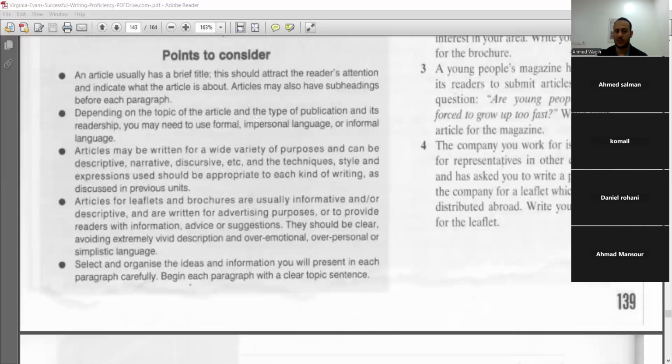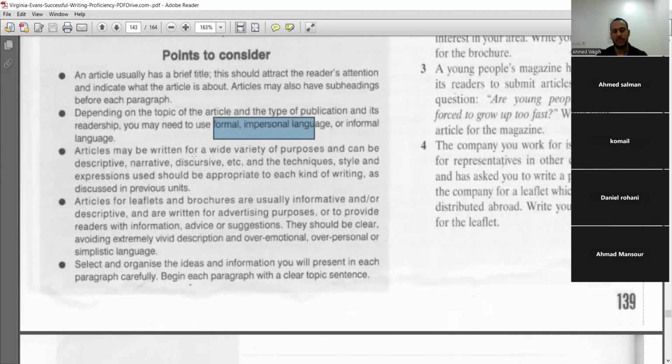Depending on the topic, the article, and the type of publication and its readership, you may need to use formal, impersonal language or informal language. So we do not use informal language, actually, we use formal and impersonal language. So what do I mean by formal language? Formal language, so we use passive voice, we use complex sentences, compound complex sentences, compound and complex linking words. We do not use simple language or short forms, idioms, figurative language, and stuff like that.